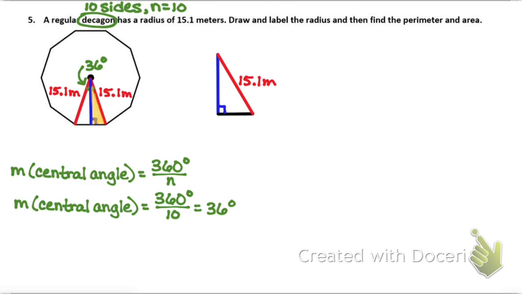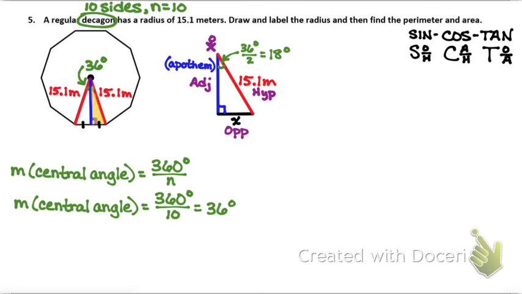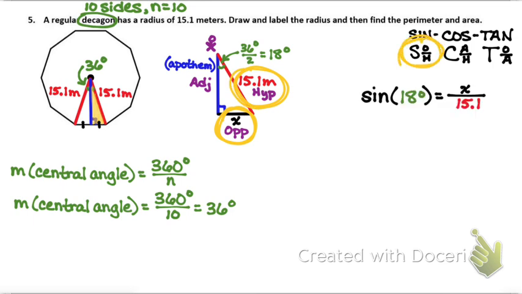Now it's time to find the size of that angle. The measurement of that angle up where we are standing, I've drawn my little guy in here, is half of the measurement of the central angle. Central angle is 36 degrees, so this angle here is 18 degrees. And now to find this opposite side here, we're going to use opposite and hypotenuse, so sine. So we have sine of 18 degrees equals our opposite side, x, over 15.1.